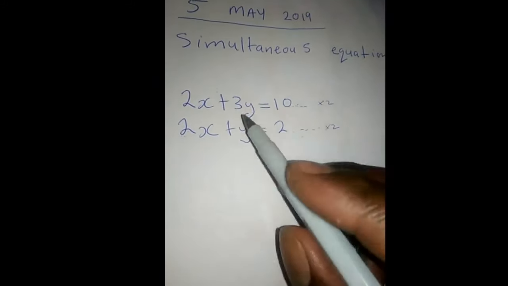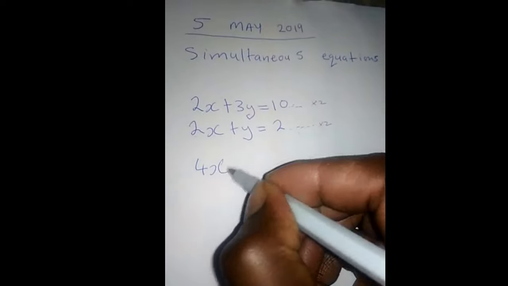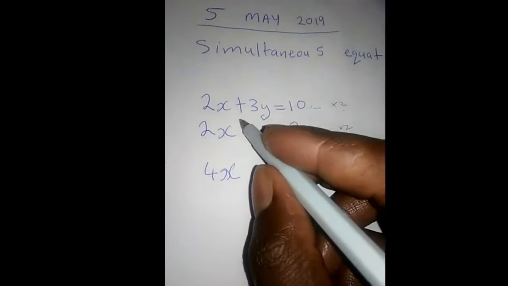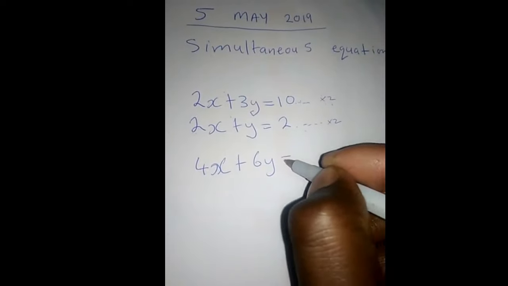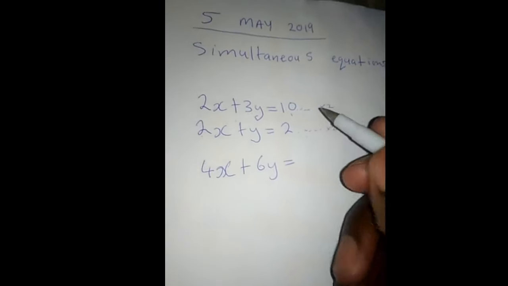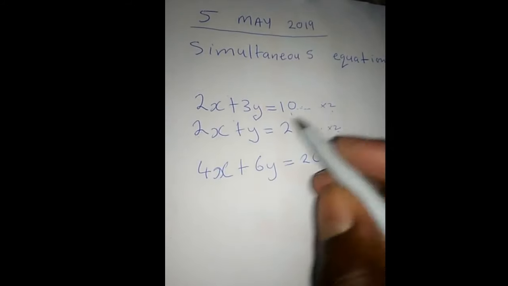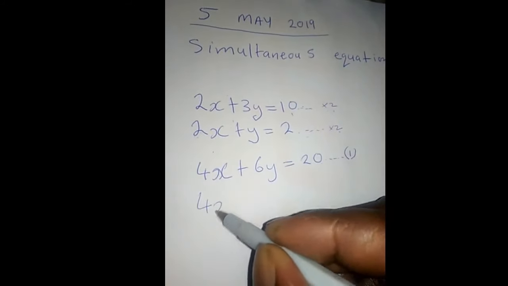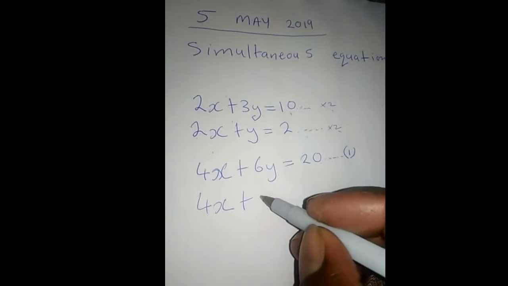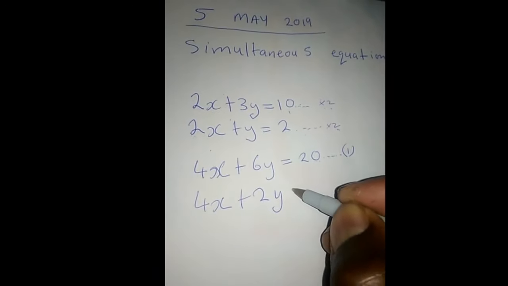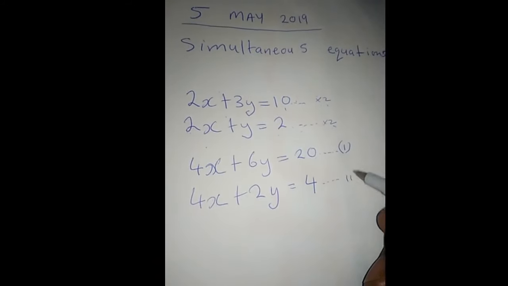We are now saying 2 times 2x, which is equal to 4x. 2 times positive 3y is 6y, equals 10 times 2, which equals 20, and we are going to call it equation 1. 2 times 2x will be 4x plus 2 times y is 2y equals 2 times 2 is 4. We call it equation 2.